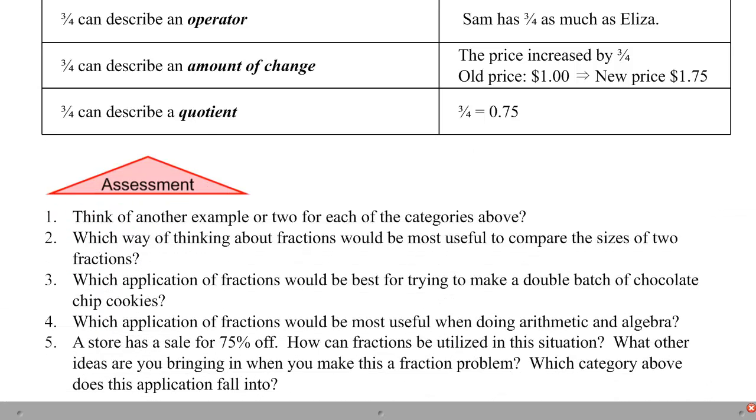Here are some assessment questions that you can think through to help you understand these ideas more fully.